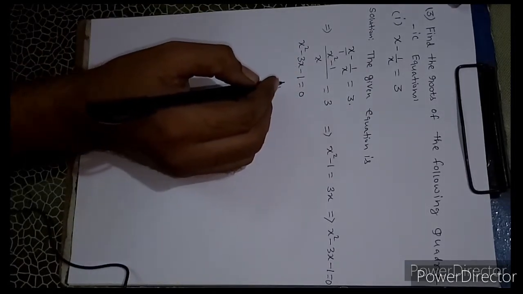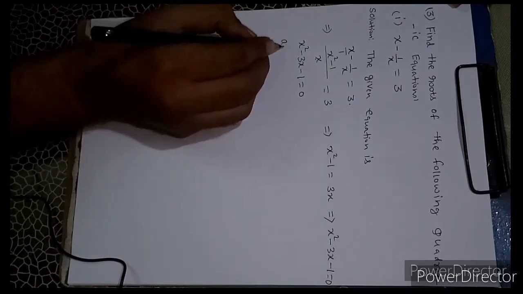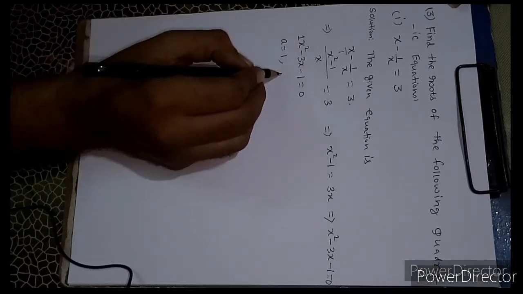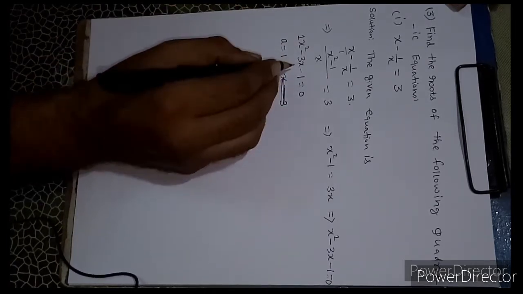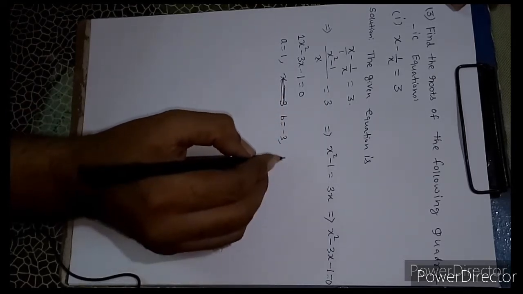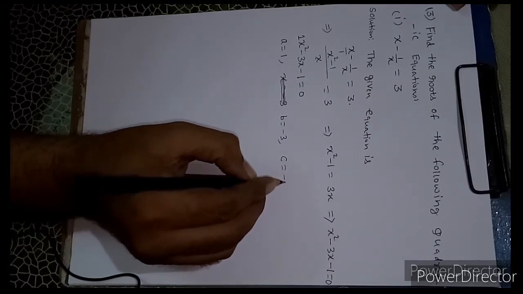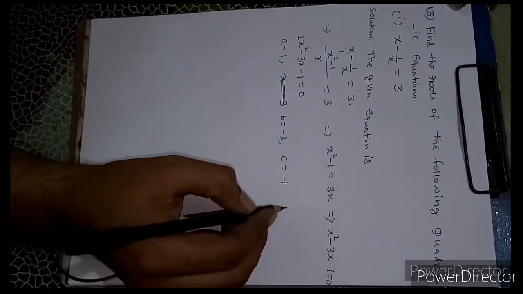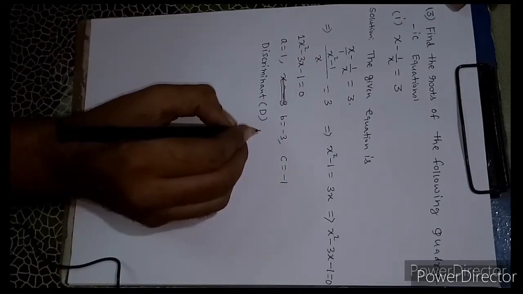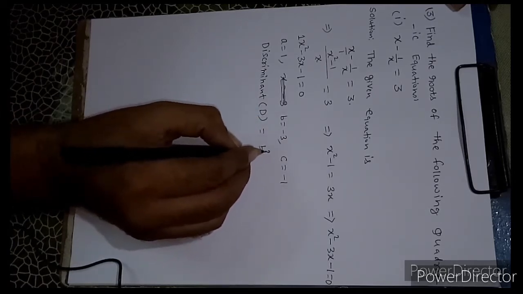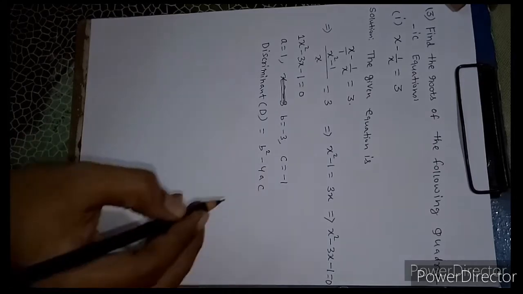Now here we will be applying quadratic formula. It means here coefficient of x square is 1, that is here 1. Coefficient of x is minus 3, it means b is equals to minus 3. And constant term c equals to minus 1. You remember the form ax square plus bx plus c equals to 0. We will find discriminant. Discriminant is indicated by capital D. It is equals to b square minus 4ac.